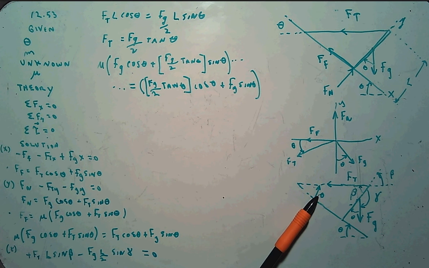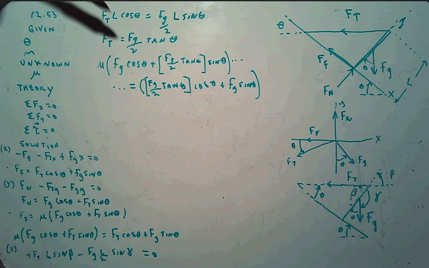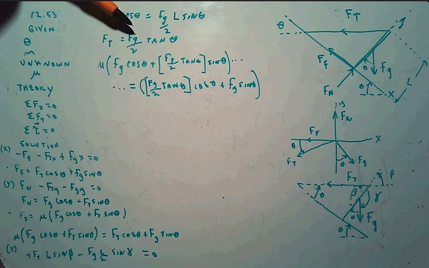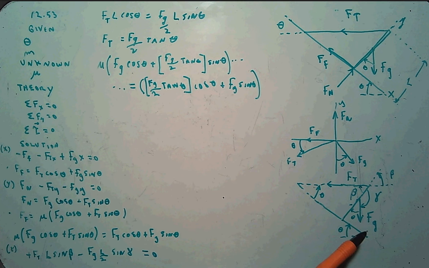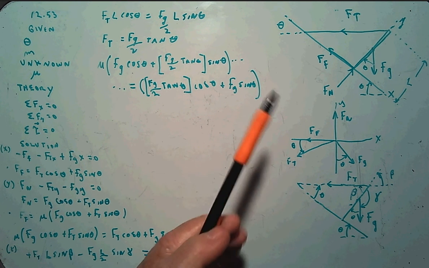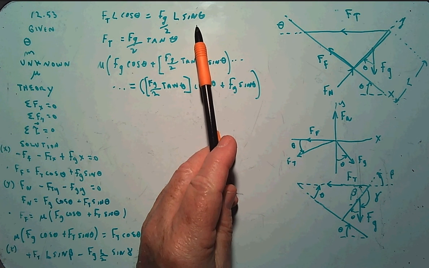Okay, so I'm going to replace sine beta with the cosine of theta. So I've got FtL cosine theta and that's equal to Fg times L over 2, and that's supposed to be sine of gamma, but the sine of gamma is the sine of theta because they're supplementary angles. Okay, so I can just put a sine theta there.